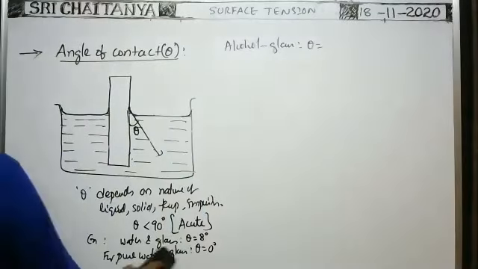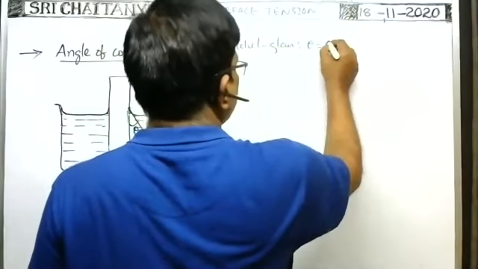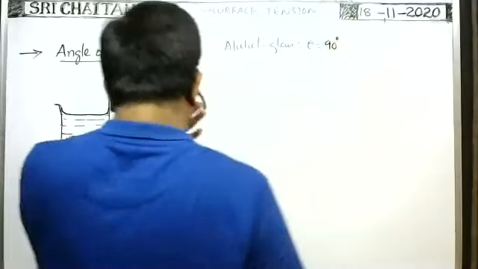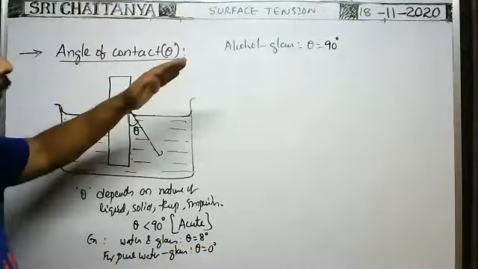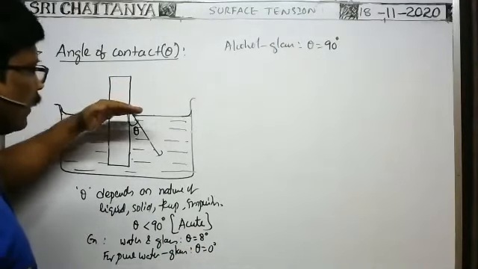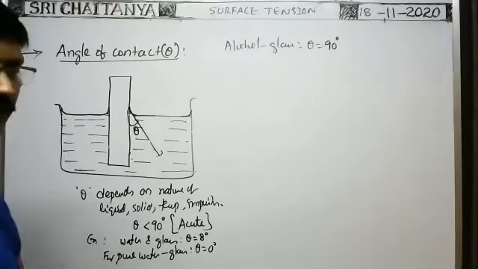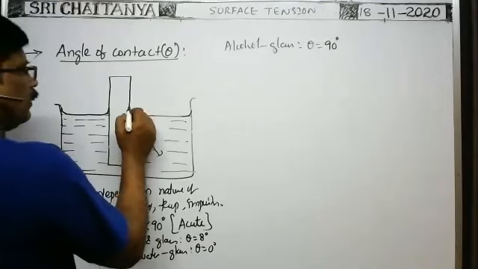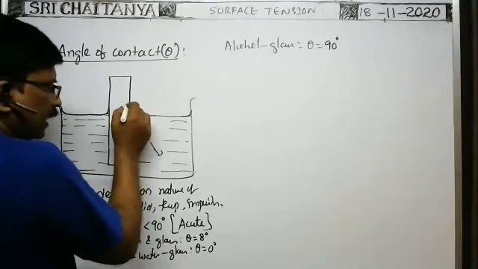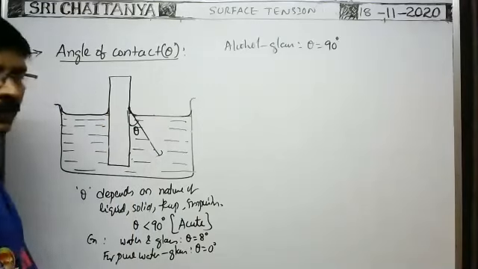That 0 is for pure water and glass. So in case of alcohol and glass, the angle of contact is exactly 90 degree. Whenever the angle of contact is 90 degree, then at the point of contact of the liquid surface with the glass, what is the nature of the surface? The surface of the liquid in contact with the glass, that is called the meniscus.